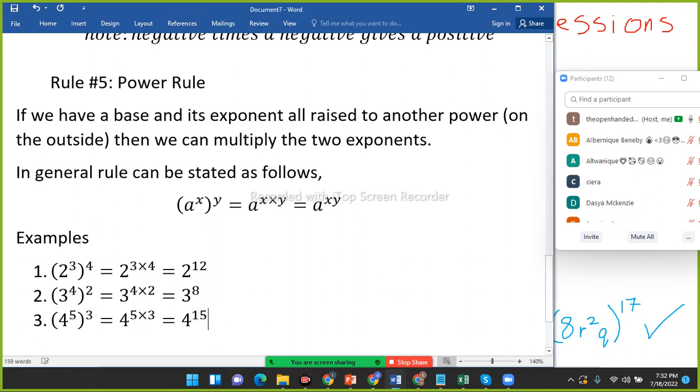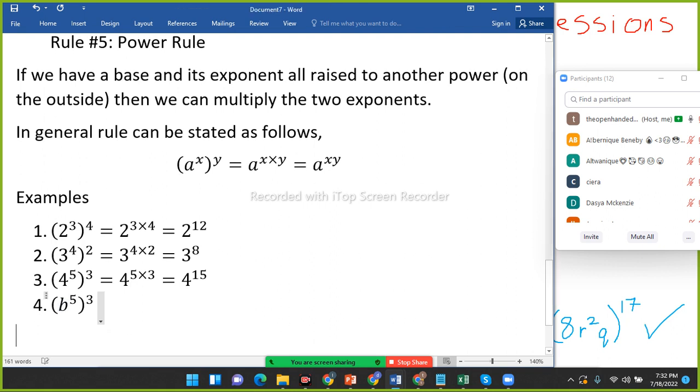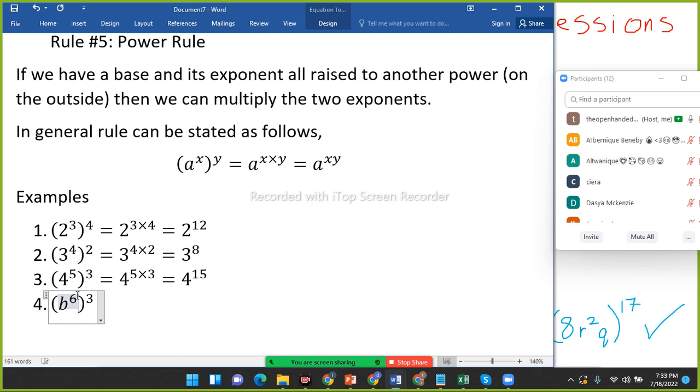Good. Now, Sharia, what if I have, say, b to the power of, say, 6 times negative 5. What will my answer be, Surya?